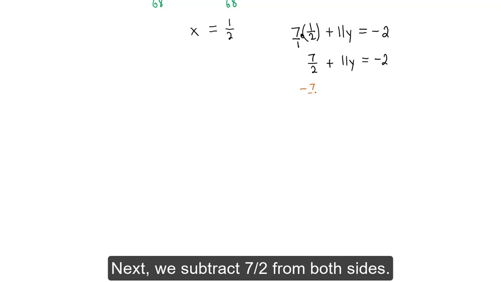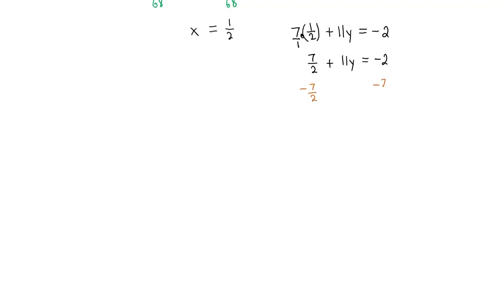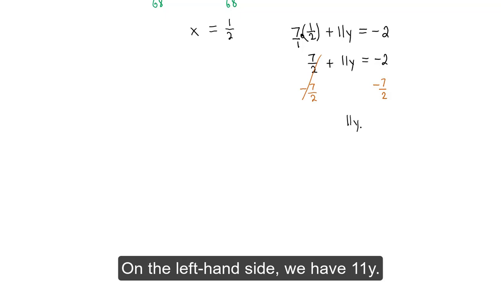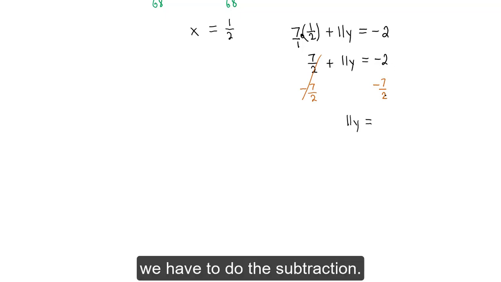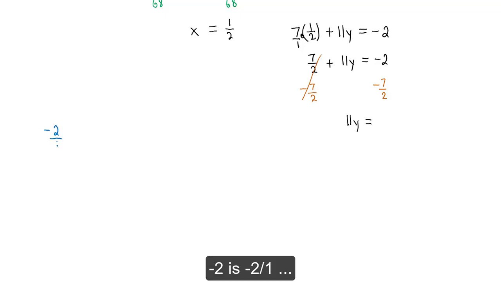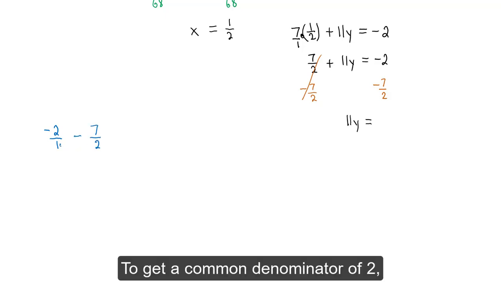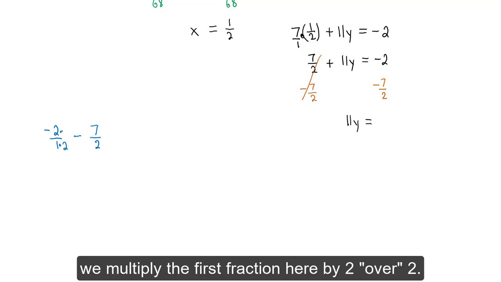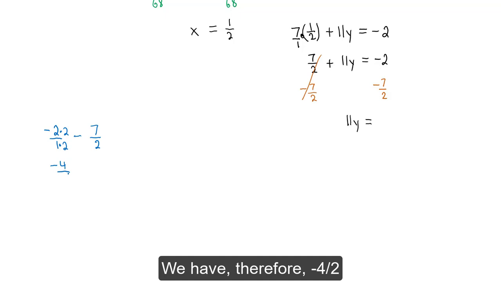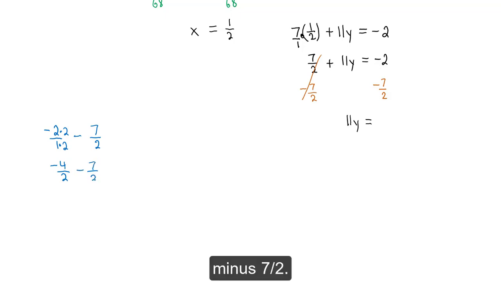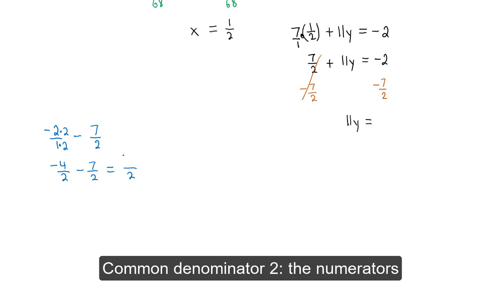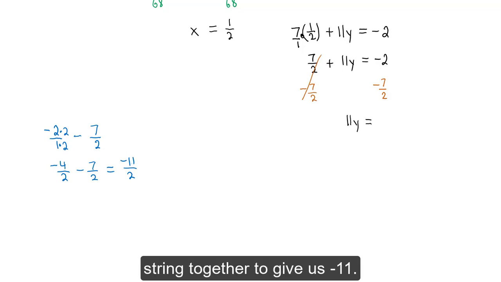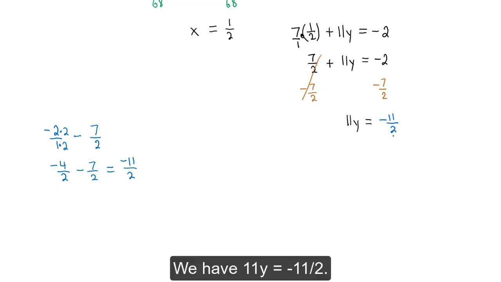Next, we subtract 7/2 from both sides. On the left-hand side, we have 11y. On the right-hand side, we have to do the subtraction. I'll perform the work over here. Negative 2 is negative 2 divided by 1, minus 7/2. To get a common denominator of 2, we multiply the first fraction here by 2 over 2. We have therefore negative 4 divided by 2 minus 7 divided by 2, common denominator 2, the numerators strung together to give us negative 11. We have 11y equals negative 11 divided by 2.